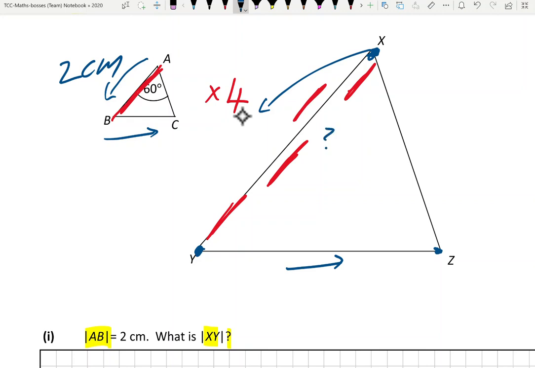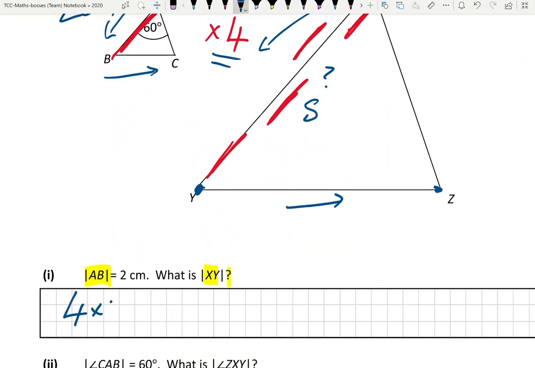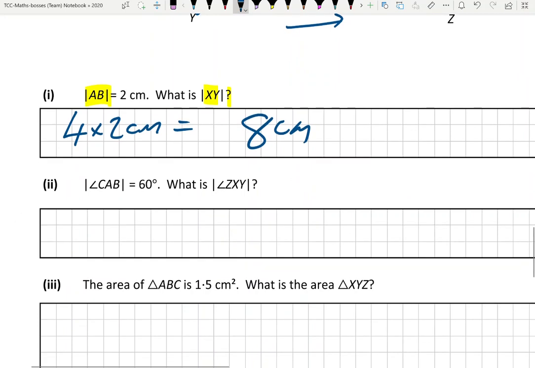Well, we see we have to multiply everything by 4. So the answer is simply 4 times 2 centimeters. So the answer is 8 centimeters. Great. Next up, we're going to talk about angles in dilation.